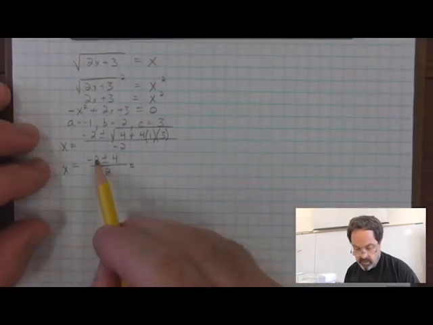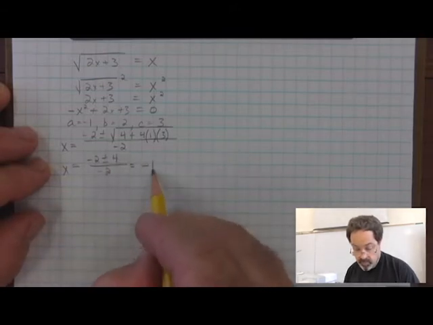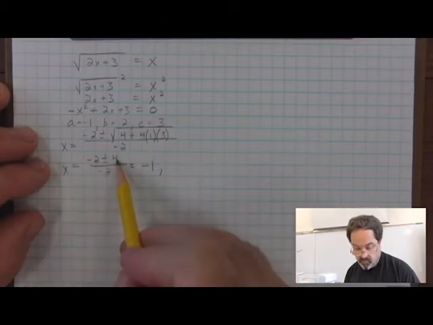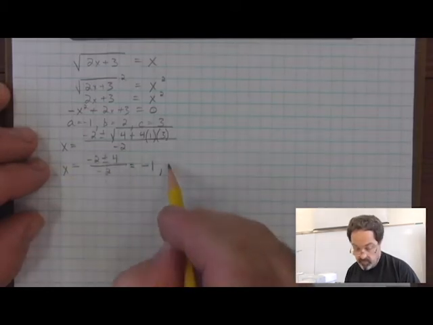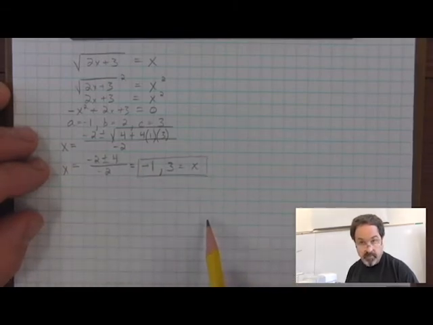Continuing, -2 plus 4 is a positive 2. Positive 2 divided by -2 is going to be -1. Second solution, -2 minus 4 is -6. -6 divided by -2 is a positive 3. This process gave me two solutions for x.